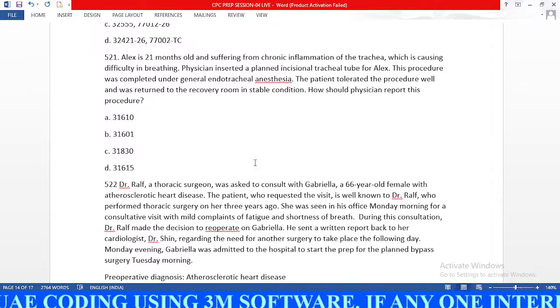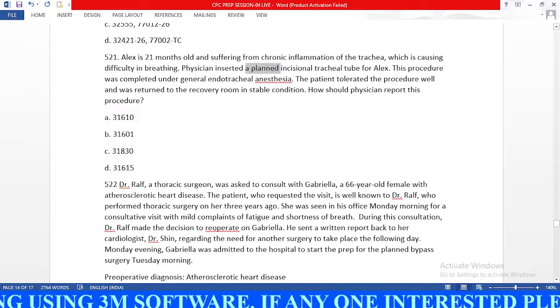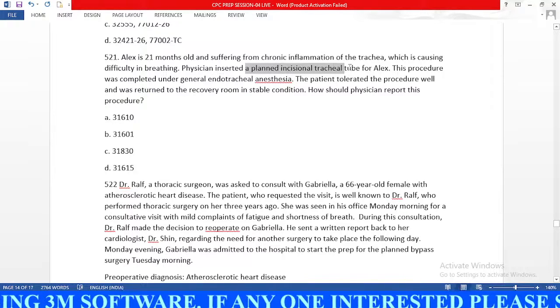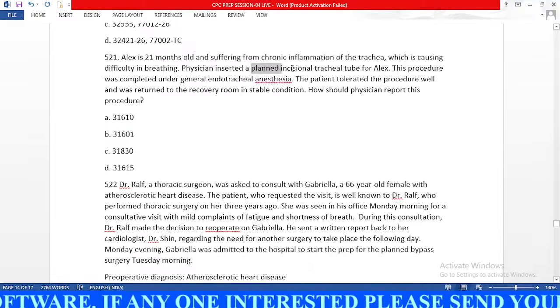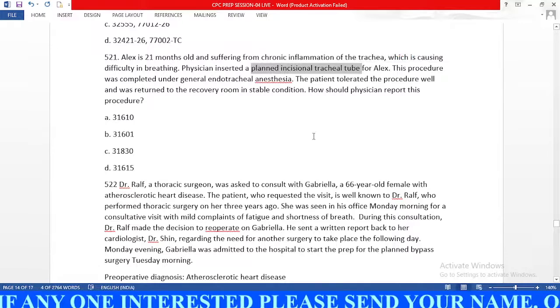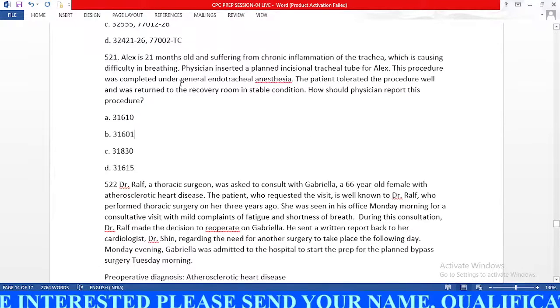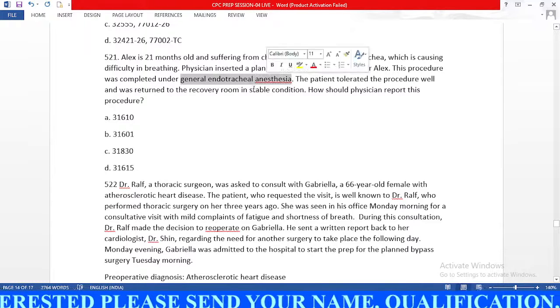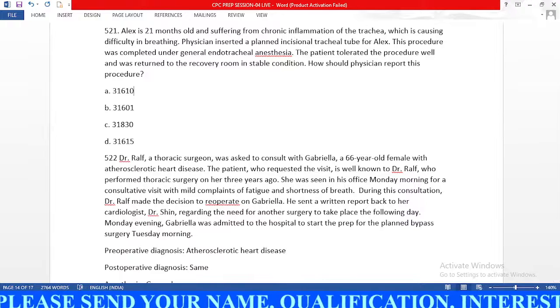So here our keywords we need to check first. First one is planned incisional tracheal tube. Usually we will call this procedure planned, and incisional tracheal tube means usually we will call it tracheostomy. The physician has used general endotracheal anesthesia. So we will check first one, 31610.